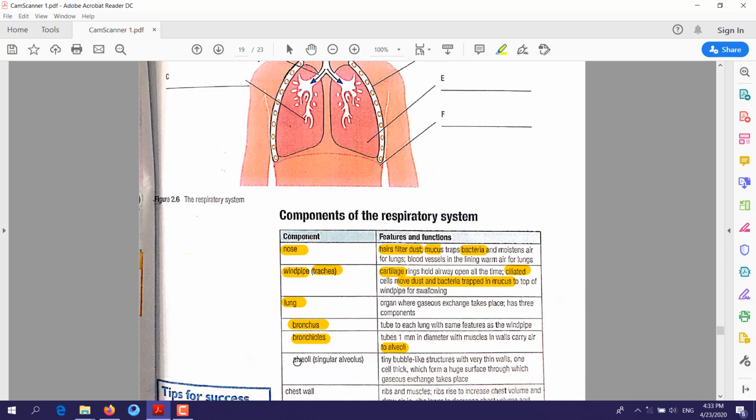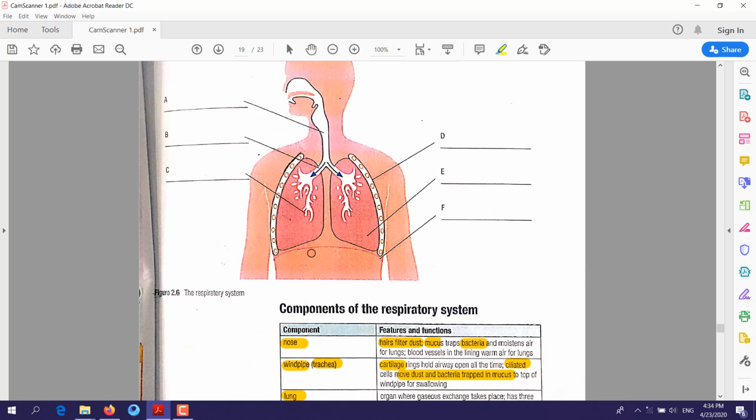After that, the smallest part in the lung is the alveoli, or sometimes they call it the air sac. In the alveoli, or air sacs, the actual gas exchange will happen. These alveoli are covered with blood capillaries. So here, the carbon dioxide in the blood capillaries will diffuse into the air sac, and at the same time the oxygen that you inhaled will diffuse into the blood capillaries.